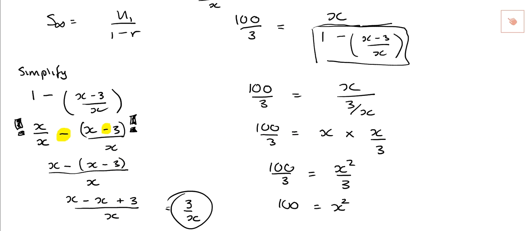So x is 10. You had a divide by x and you just let it disappear. If you had then multiplied 3 by your x, you'd have ended up with x squared equals 100. So now we get x has to equal 10.